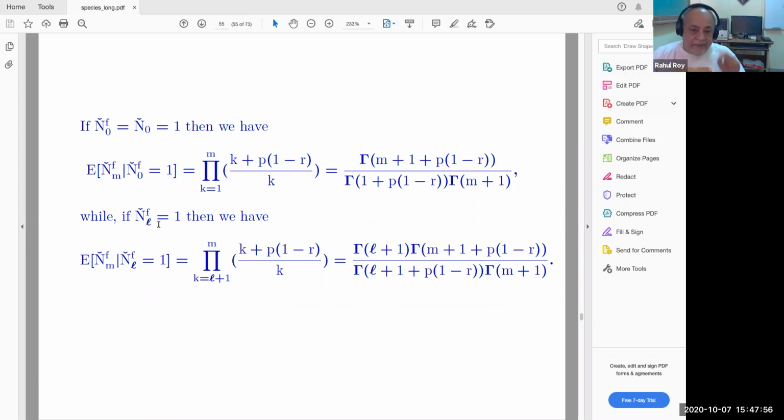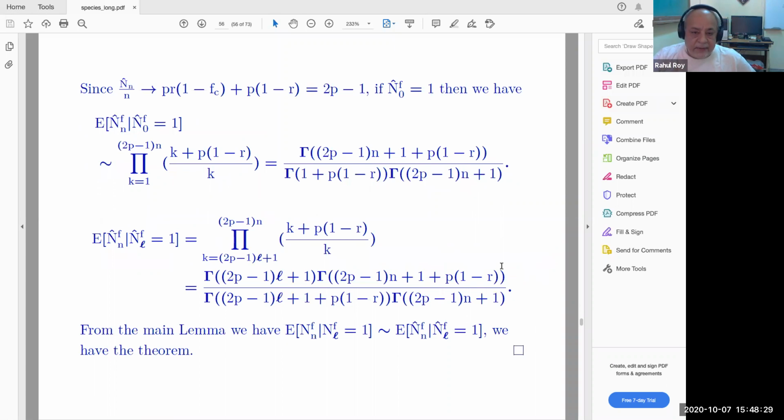While if the individual at fitness F comes for the first time at time L, then again we can do similar calculations and we get this to be the outcome. The only thing is that at time L, there are already L plus 1 many individuals to account for. So it's exactly similar to the earlier calculation, except that in the denominator, instead of m, we have to have m plus L. So we will get exactly this thing.